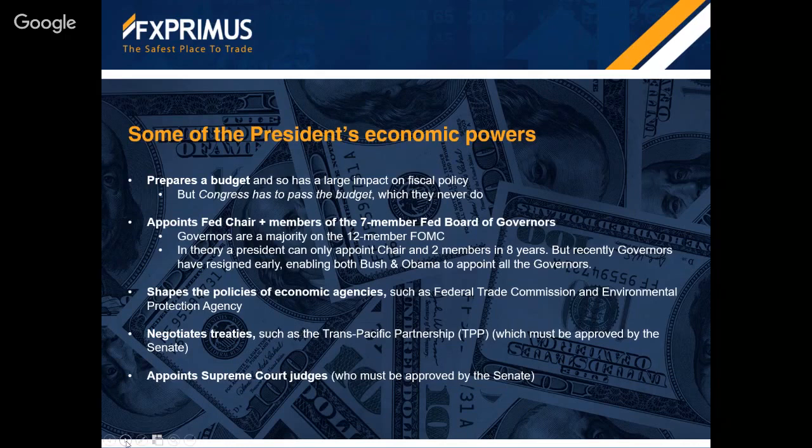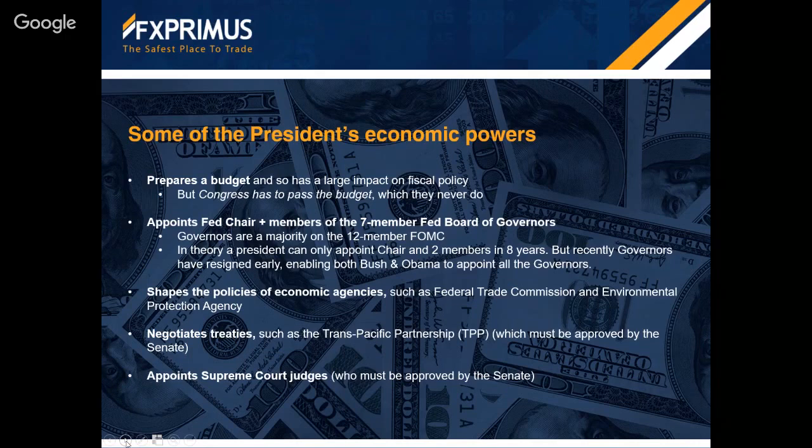So in theory, since the terms are staggered, the president can only appoint the chair and 2 members. But recently, the governors have all resigned early. So both President Bush and President Obama have appointed all the governors of the Fed. So they have a lot of control over who controls monetary policy. They don't control monetary policy themselves, but it's their appointees.